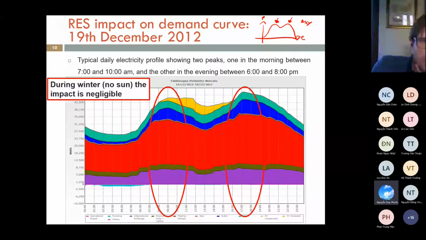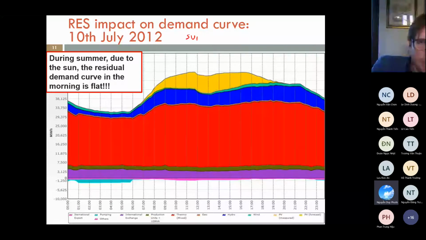But vice versa, if you consider a summer day, look, due to the sun, to the radiation, the residual demand curve in the morning is flat. So basically, you have a completely different demand curve. Here I'm speaking about the residual demand curve, the one without, for instance, PV production. And that's not very good for the other generators.